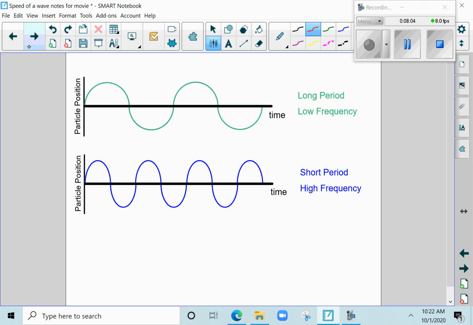If I was to make a graph of a particle's position with respect to time, I can see the longer the time, the longer the period, but I get a lot fewer waves than if I have them in shorter periods of time. So again, long periods have low frequencies and short periods have high frequencies, because period is the inverse of the frequency. So as one gets bigger, the other must get smaller.